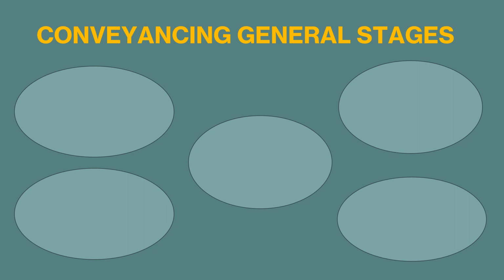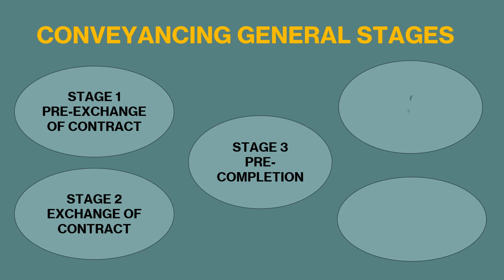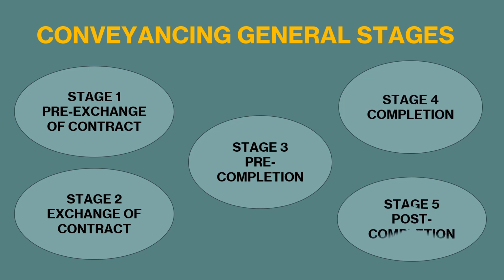There are 5 main stages in a conveyancing process. The first stage is the pre-exchange of contract. The second stage is the exchange of contract. The third stage is the pre-completion. The fourth stage is completion. And the fifth stage is post-completion. On the next slide, I will be going through each stage in turn.